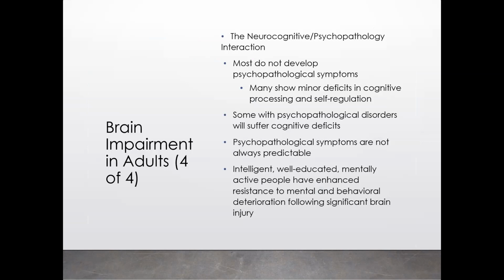If we look at brain impairments of adults, when we look at the neurocognitive and psychopathology interaction, most do not develop psychopathological symptoms, and many show minor deficits in cognitive processing and self-regulation. Psychopathological symptoms are not always predictable, and we can't always tell what's going to happen when the brain is damaged. A couple of slides back, there was a nice slide about the different areas of the brain, but although those areas control certain bodily functions or aspects of mental processing, it can still be very unpredictable how that person is going to respond if they have an injury in that area.